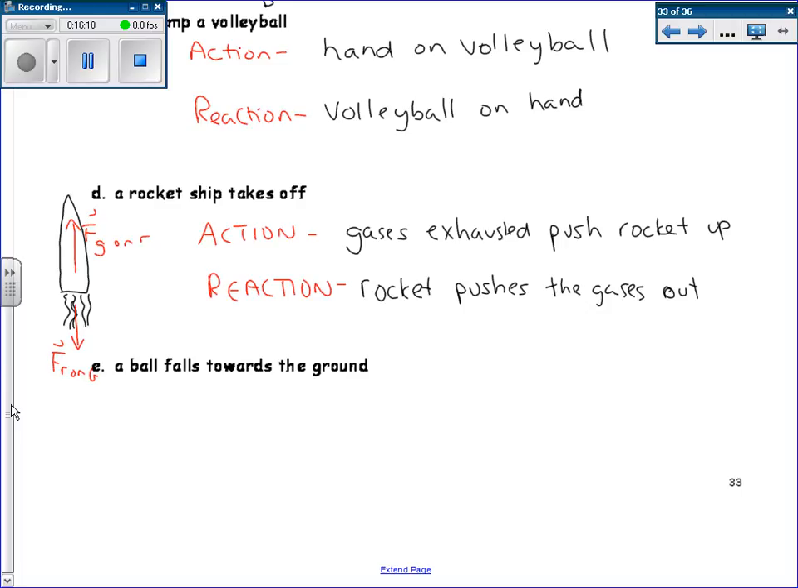Okay, and then this is the one I already mentioned. A ball falls towards the ground. So the ball can be A and the ground can be B. The action force is the earth pulling the ball down, and the reaction force will be the ball pulling the earth up.